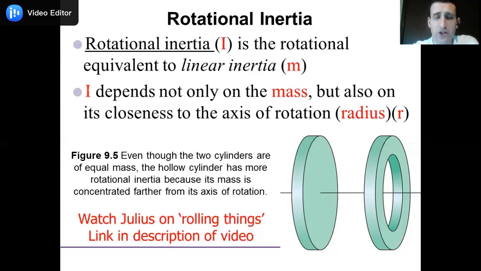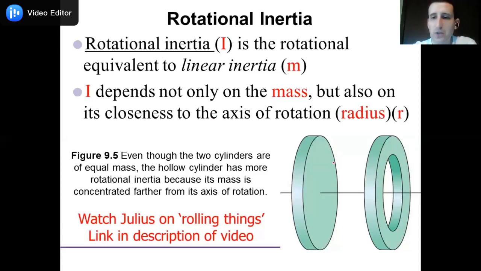Now, the linear inertia was really easy because it was just mass. If you got more mass, you got more inertia. If you got double the mass, you got double the inertia, so on and so forth. Rotational inertia is more complicated, okay? Capital letter I that we use, which is a little challenging because sometimes it just looks like a 1. But capital I, it depends on the mass. It totally does. It's rotational inertia. But it also depends on how close you put that mass to the center of your rotation, okay?